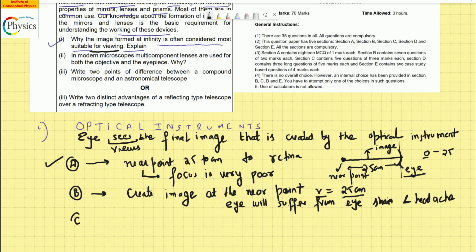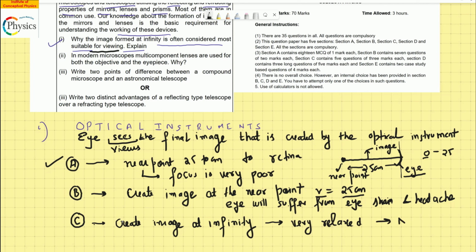The situation number three always is, use these optical instruments to create the image at infinity. Okay, now when you create the final image at infinity using a telescope, microscope, or whichever optical instrument, what you will find is that your eye is very relaxed. Okay, you will not get a headache. So in this case, no headache and no eye strain.